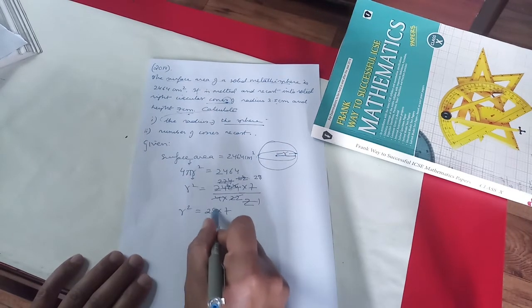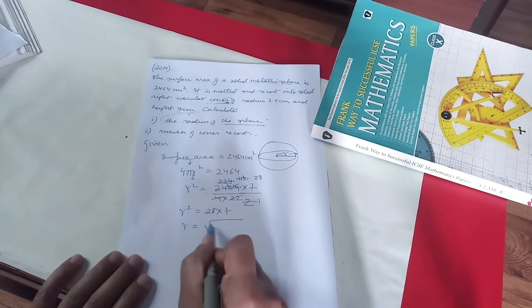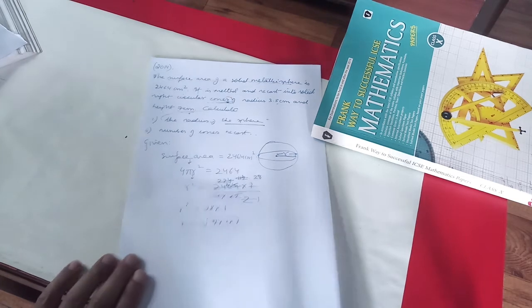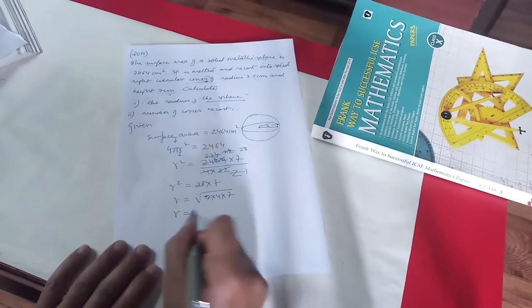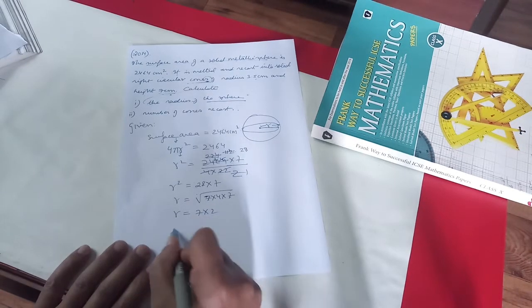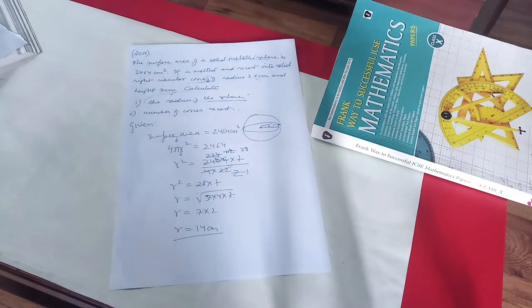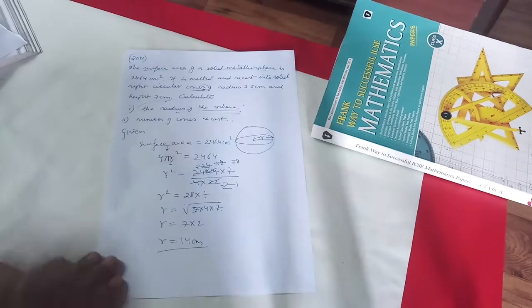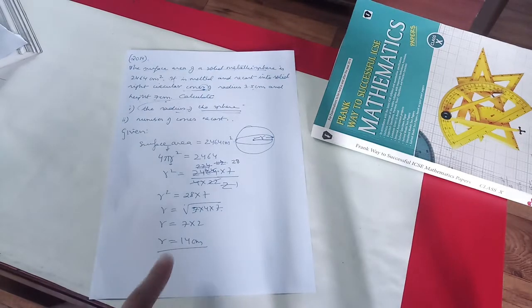28 into 7. Since it is a square, you remove that, 7 into 4 into 7. You just find the factors, it will be easy. So the radius will be 14 centimeter. From this, you will get 14 out. So we have got the radius of the sphere. The first one is quite easy.